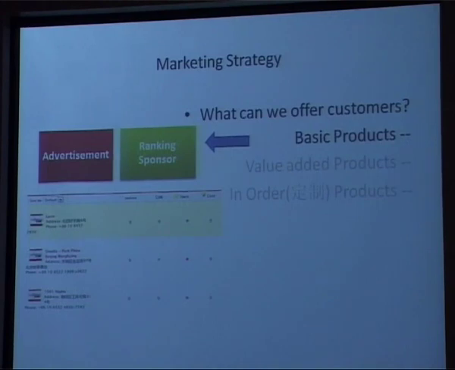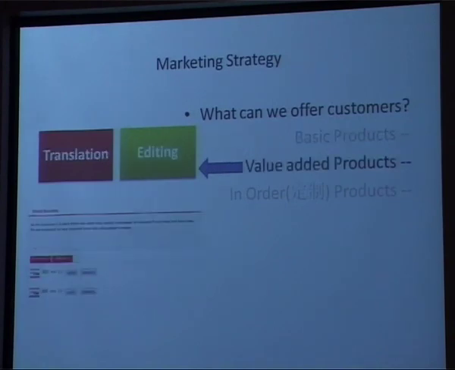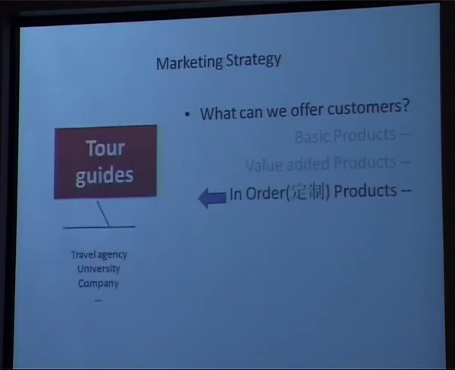What can we offer customers? We have three kinds of products. The first is a basic one, just like advertisement, ranking sponsors, and promotion. The second we call a value-added product. The business owner can post their self-introduction for free, but the translation and editing are charged. And this is what I'm doing now, and this is our advantage. The third is an in-order product. We can offer in-order products for universities and companies.